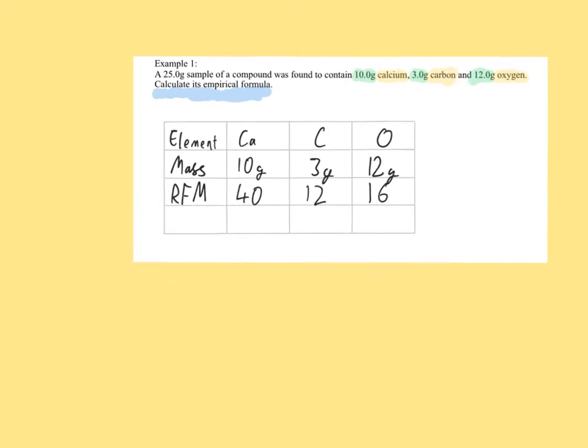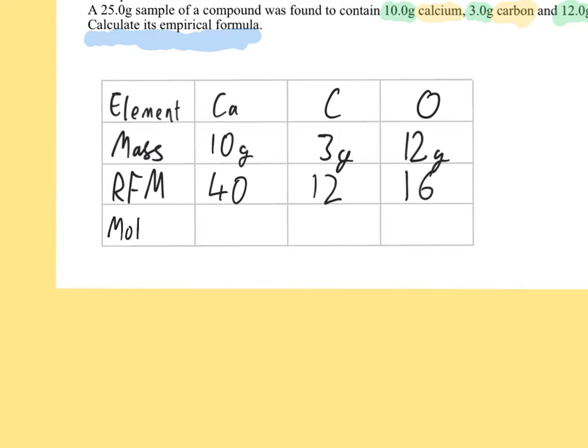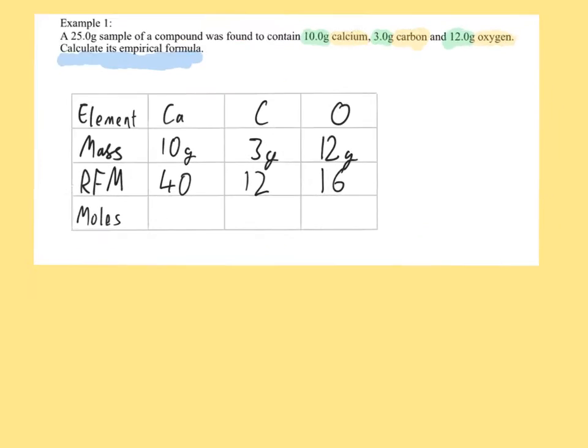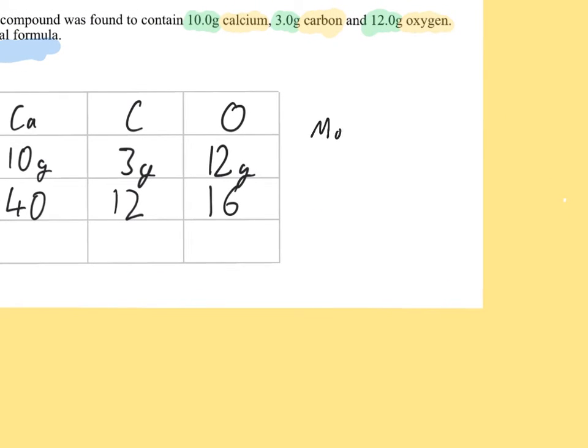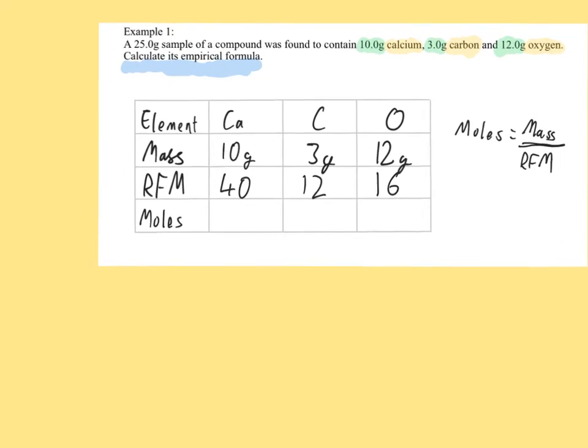So we're going to need to figure out the moles. To figure out moles, we're going to need a simple equation, which, if you guys don't know, is mass over the RFM. So now we know that.